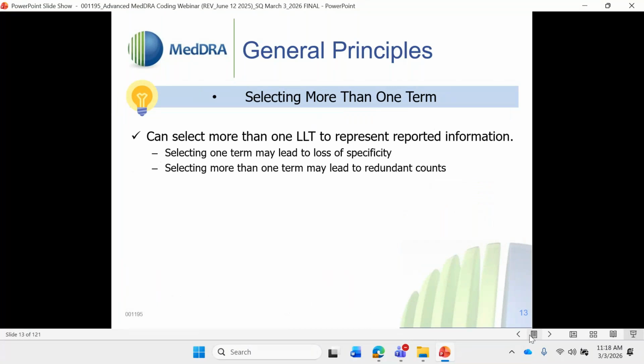Okay, so sometimes there are scenarios where you will have to select more than one LLT term to represent what's been reported. Because if you use only one term, you won't be capturing everything very specifically of what's been reported. Now, one drawback of that is that using more than one LLT to cover a verbatim event can lead to redundant counts. Therefore you must document in your internal coding conventions that at times you are using more than one LLT in order to comprehensively capture a reported term.